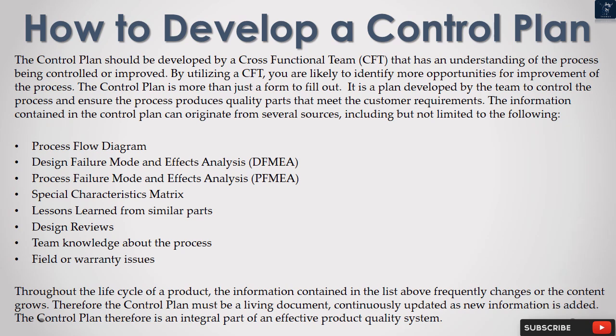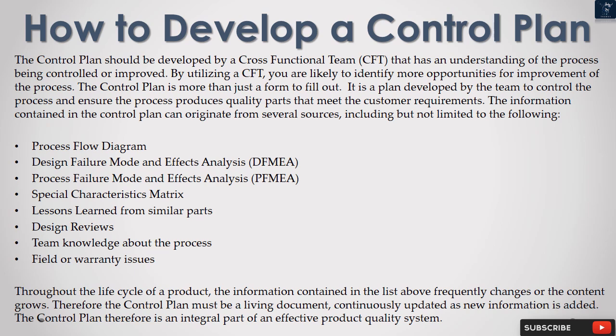The information contained in the control plan can originate from several sources, including but not limited to the following: Process flow diagram, Design failure mode and effects analysis, FMEA. Process failure mode and effects analysis, FMEA. Special characteristics matrix. Lessons learned from similar parts.